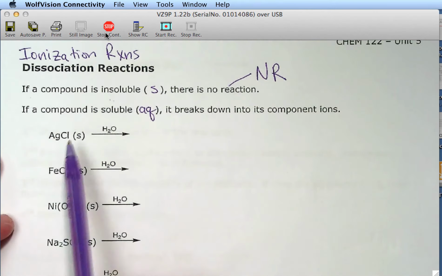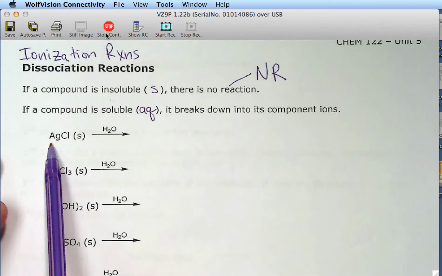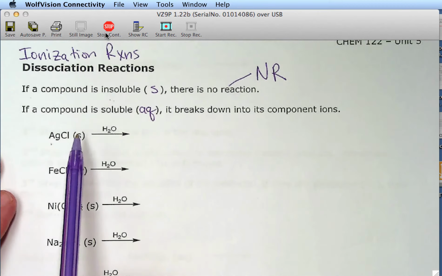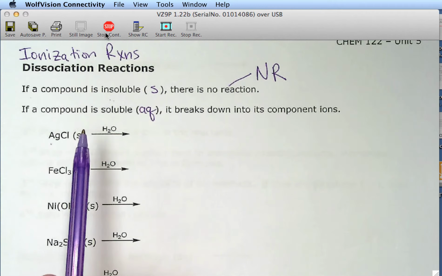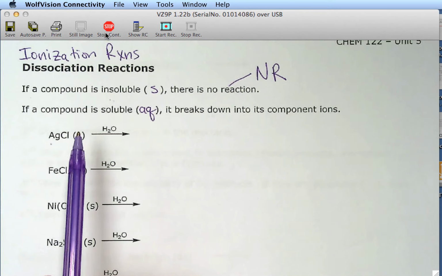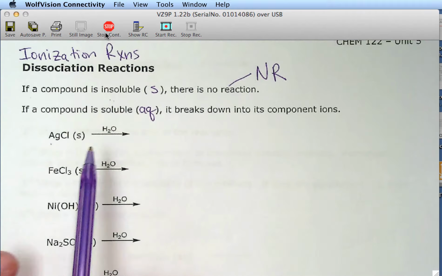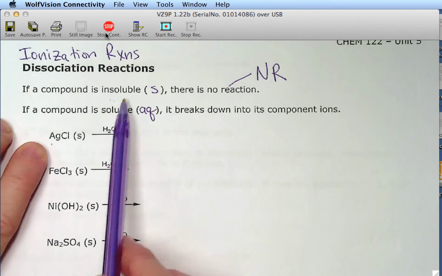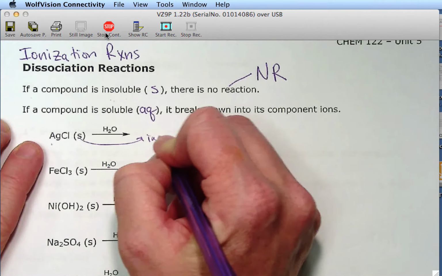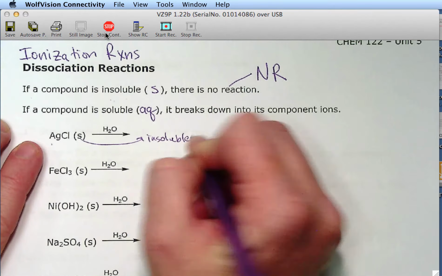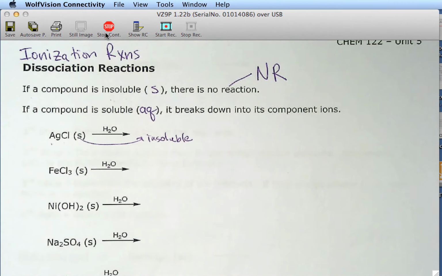So we'll go through a few. What's the rule for chlorides? All chlorides are soluble except for 2, Ag and Pb. Okay, so this is insoluble. Because it's insoluble, what will happen when you put it in water? It's just going to go to the bottom, right? There's going to be no reaction.